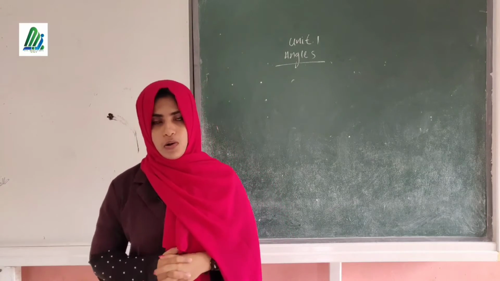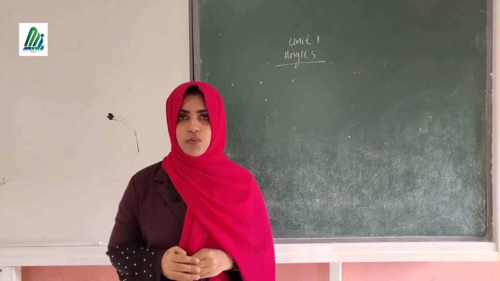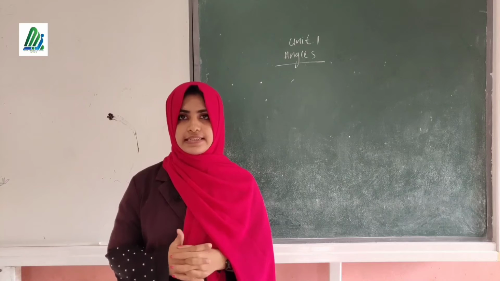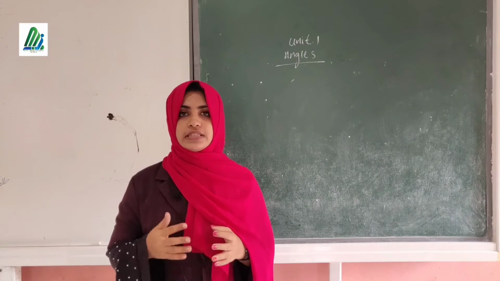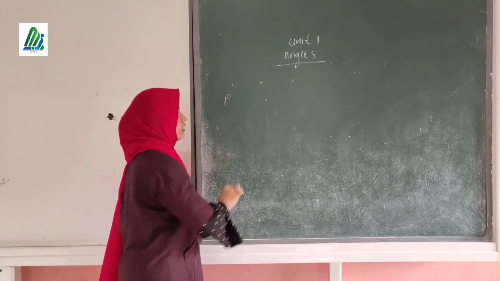We use a small angle to measure all other angles. And this angle is got by dividing a circle into 360 equal parts. And the measure of this angle is said to be 1 degree. We can write it like this: 1 degree.